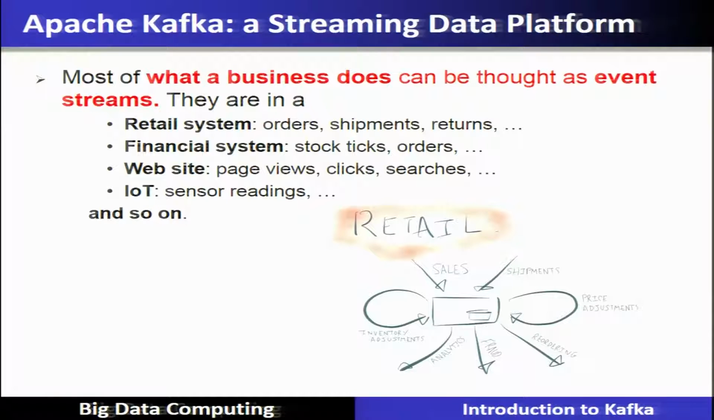So, all these are data which is called streaming data, which is required to be input into the systems, which is shown here in this particular diagram. The input streams or stream data are in the form of sales, and the shipment details are also a streaming form of data, then various price adjustments, reordering and inventory adjustments. So, all these are some of the data from the retail system.